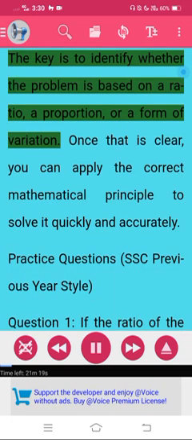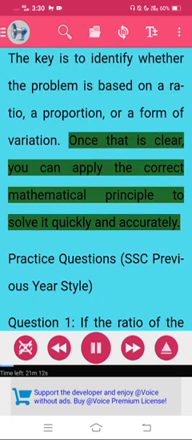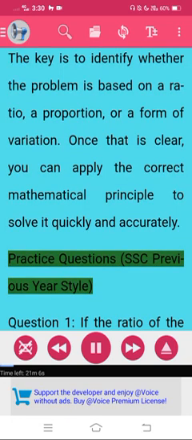The key is to identify whether the problem is based on a ratio, a proportion, or a form of variation. Once that is clear, you can apply the correct mathematical principle to solve it quickly and accurately. Practice questions, SSC previous year style.